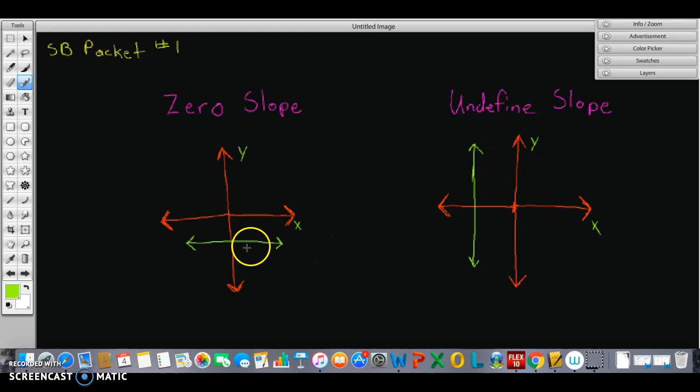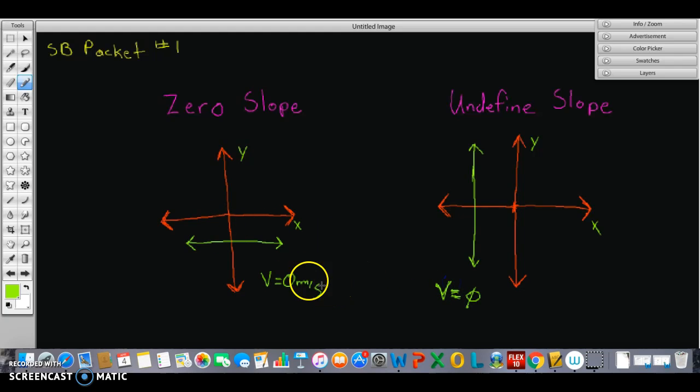And in physics, when you have a zero slope, that means that whatever object has zero velocity. And in physics, undefined slope means that the velocity does not exist at all. It's undefined. You're not able to define it.